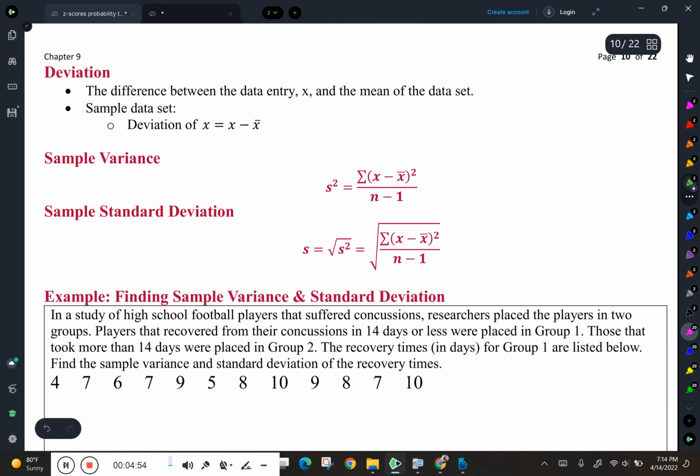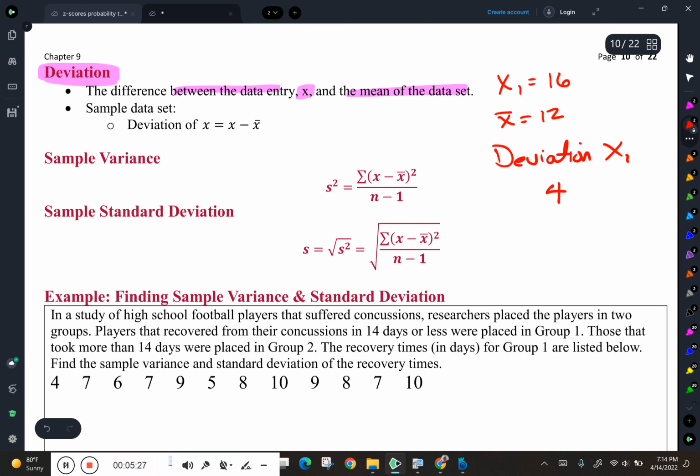First off, deviation. By definition, when we talk about data sets in statistics, the deviation of a data entry x is the difference between that data entry and the mean. For example, if I told you that I had a data point and that data point was 16, and that it came from a data set where the mean was 12, then the deviation for data point x1 would be 4, because it is 4 larger than the mean.